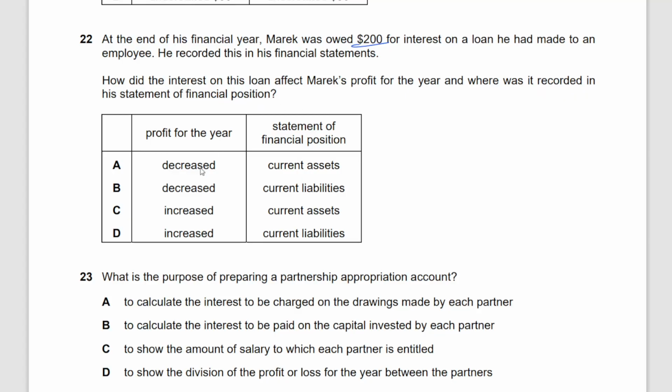Of course, the profit for the year increased because it will be other income, not an expense. It is an income because he's the one who's going to receive the money, and it's a current asset because the employee has not yet paid Marek.